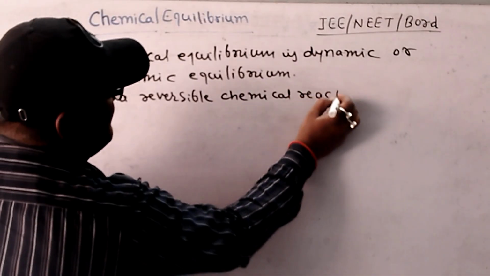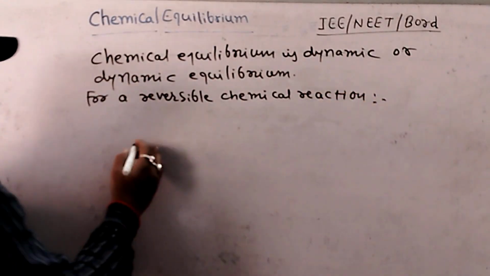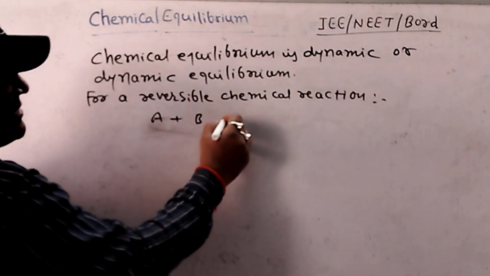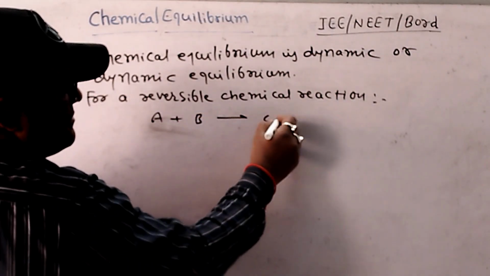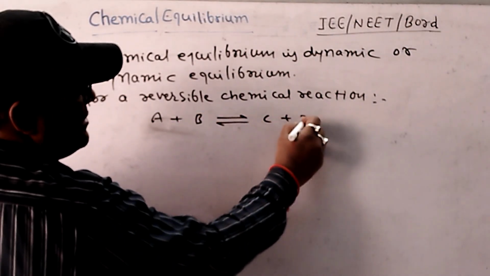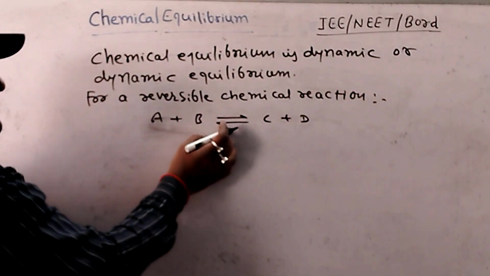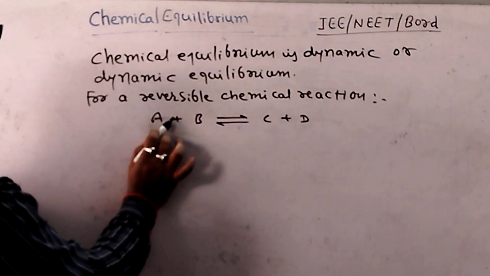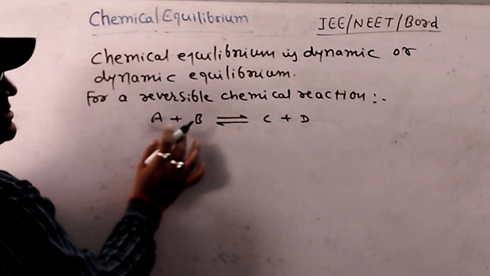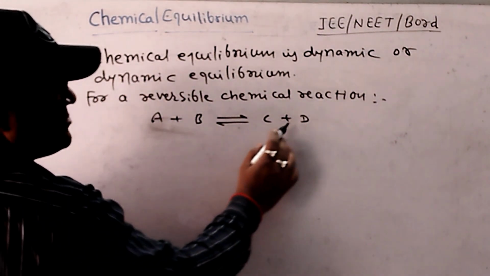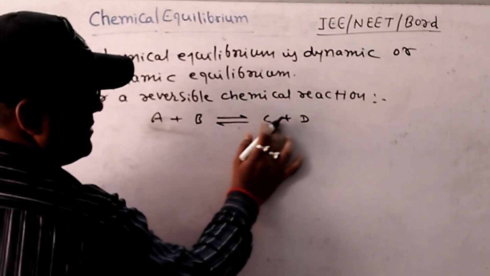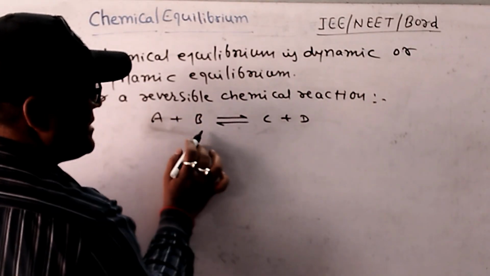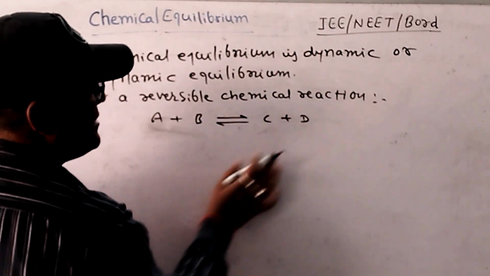Now for a reversible chemical reaction, suppose reactant A reacts with reactant B, then products C and D are formed. Due to the presence of this symbol, this is the forward reaction, this is the backward reaction. In the forward reaction, A plus B are reactants. In the backward reaction, C reacts with D and A and B form. So in the backward reaction, C and D are reactants.